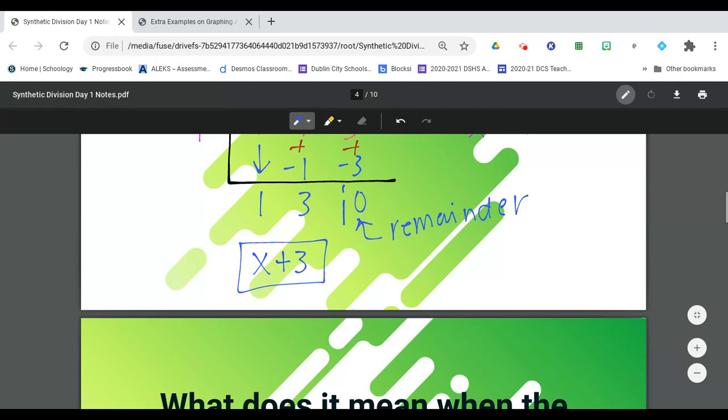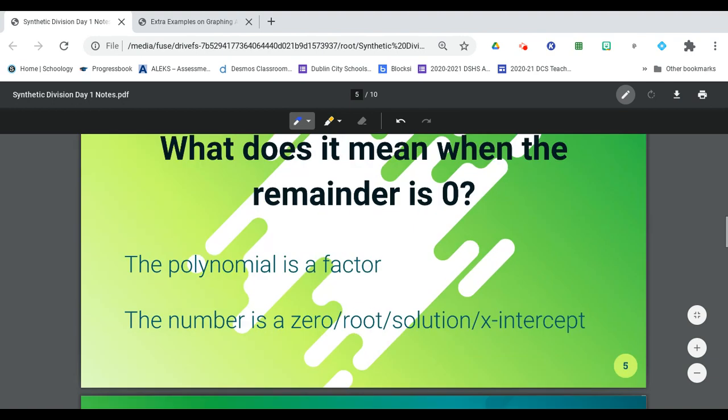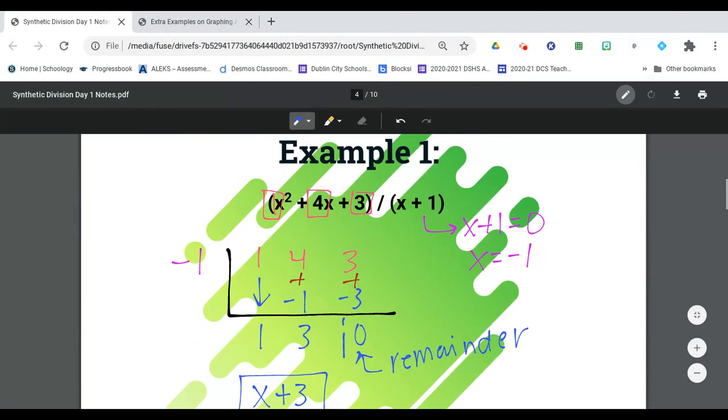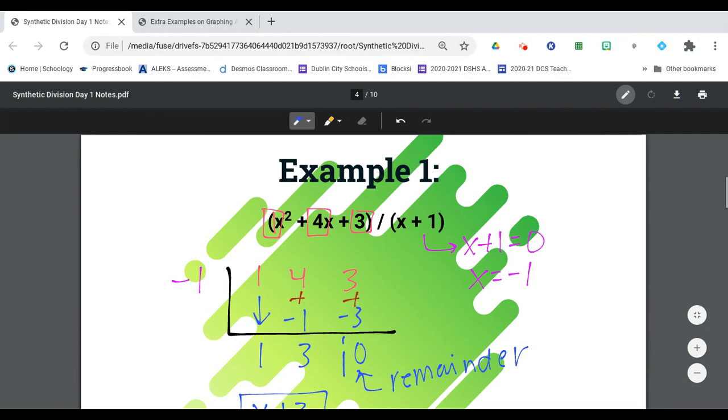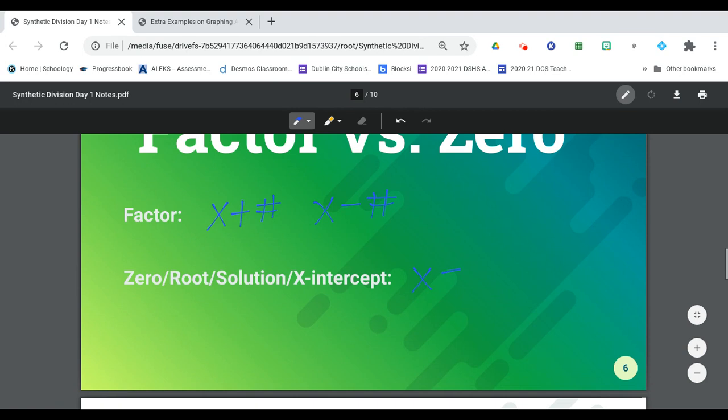Okay, so if we go back to this example here, I can see that x plus 1 is a factor of that polynomial, or I could say -1 is a 0 of that polynomial. Okay, so just to emphasize again, the difference between factor versus 0, a factor would be x plus a number or x minus a number. Okay, so here in my example, x plus 1 is the factor. The 0 is what x equals. So x equals your number would be your 0.